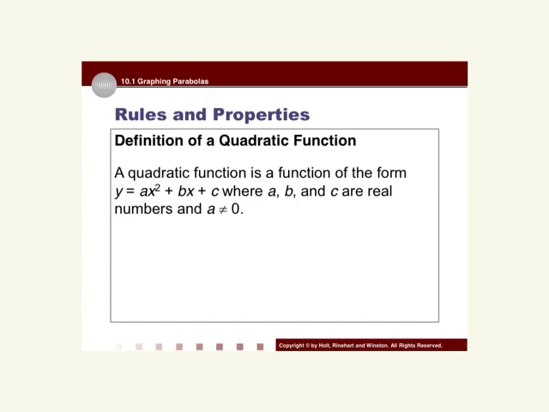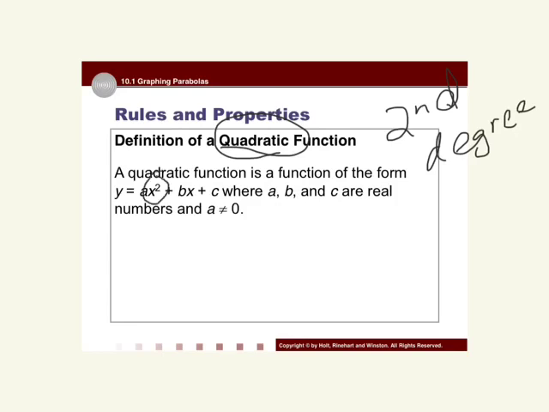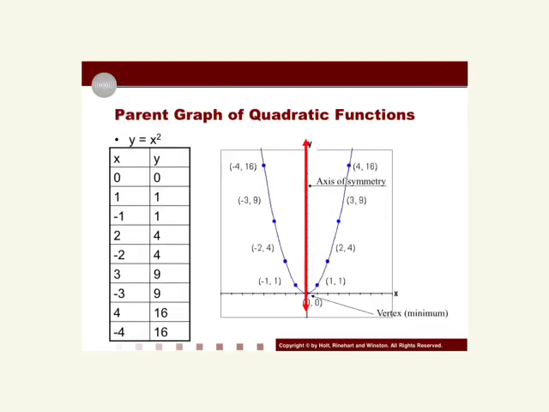First of all, just the quick definition of a quadratic function. Remember what quadratic means. Quadratic means second degree. So we want to make sure that the equation has the highest power of the variable to the second power. And again, this is just the generic form y equals ax squared plus bx plus c. We will look at different forms as well today.